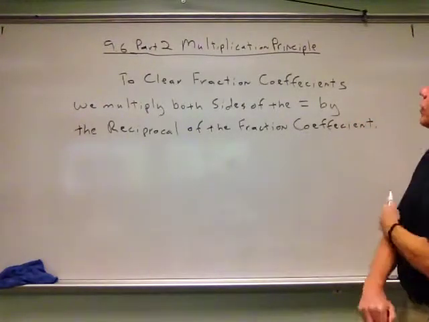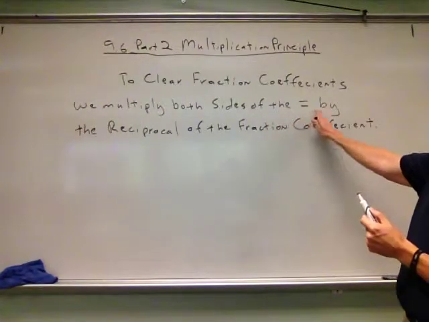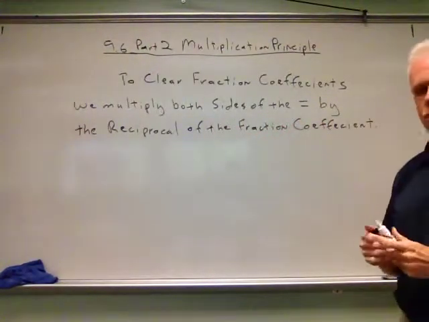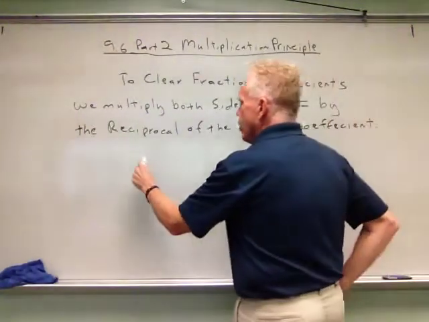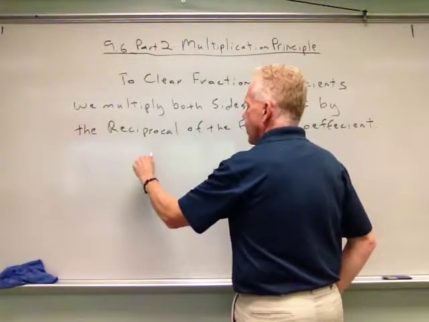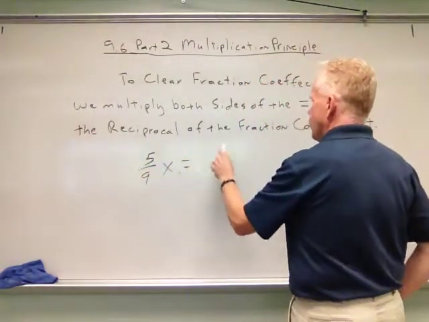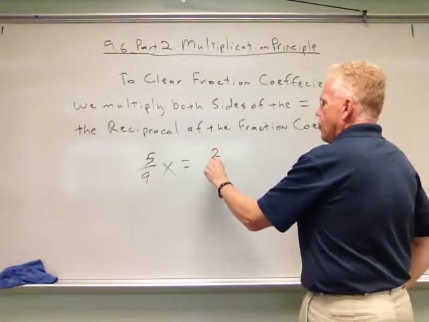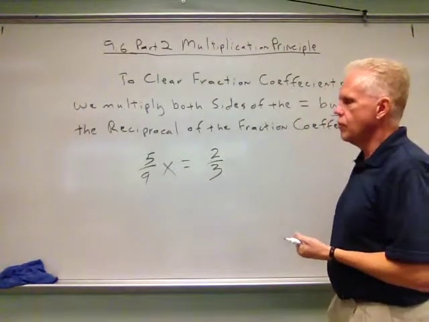All right, to clear fraction coefficients, now we're going to multiply both sides of our equation by the reciprocal of the fraction coefficient. This will make much more sense when you see an example. So let's take 5/9 x equals, let's say, 2/3. Okay, 5/9 x equals 2/3.